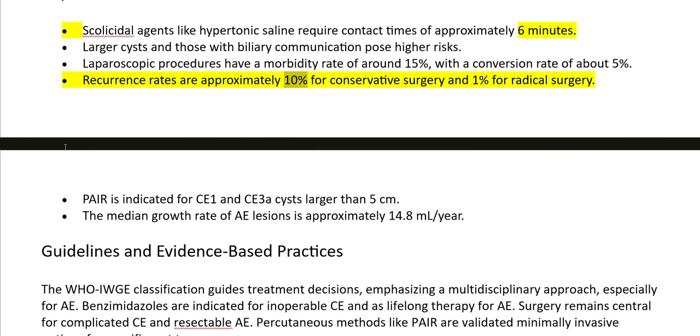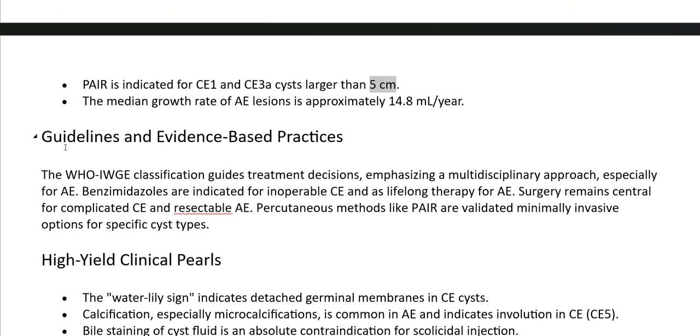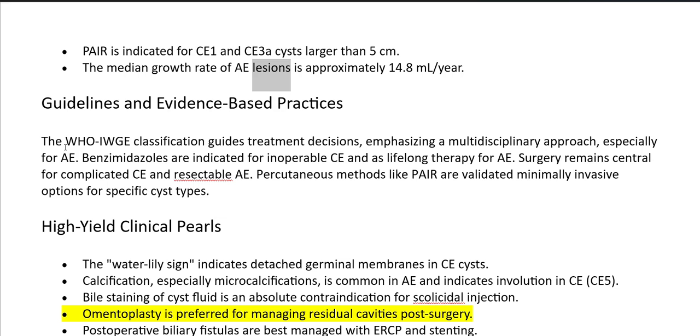Recurrence rates are approximately 10% for conservative surgery and 1% for radical surgery. PAIR is indicated for CE1 and CE3A cysts larger than 5 centimeters. The median growth rate of AE lesions is approximately 14.8 milliliters per year.